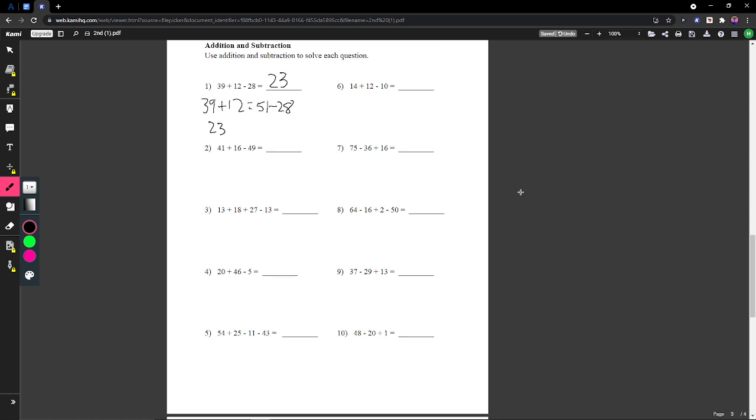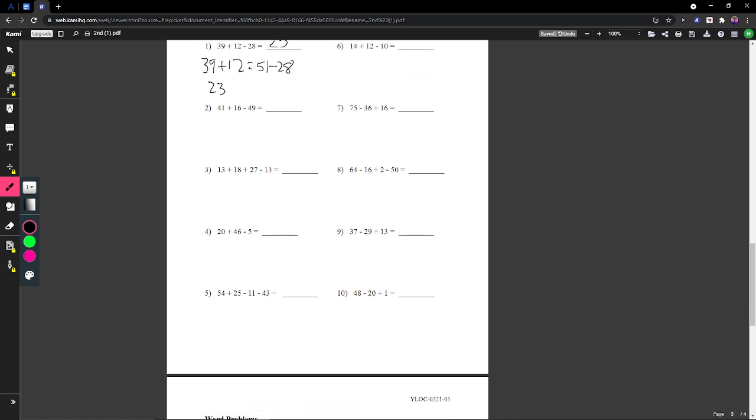That's pretty much how you do it for 1 through, I believe, these top 4. And when you go to around, let's say, number 8, you just have more extra work to do. So I will do this one with you guys. So 64 minus 16, that's simply 48. And then you would add 2, which is equal to 50. And you would subtract 50, which is equal to 0.